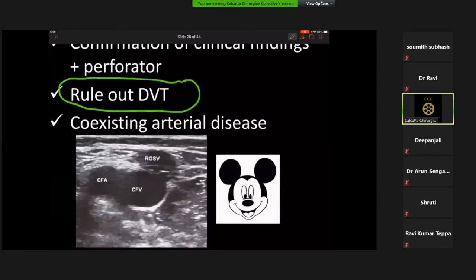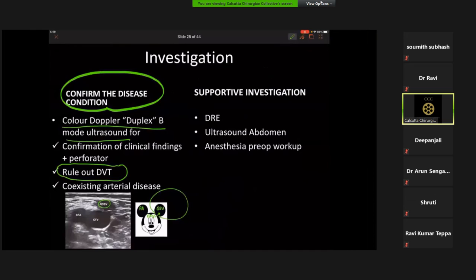The face of the Mickey is the common femoral vein. If this is the great saphenous vein and this is the femoral artery, always see that the common femoral vein is the face of the Mickey. Now, due to the reflux, if one of these becomes increased, this is a Mickey Mouse problem or a Mickey Mouse sign. You also get the Mickey Mouse sign in obstructive jaundice, mind you.